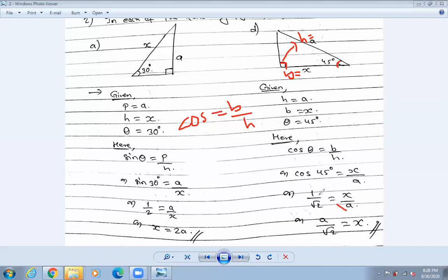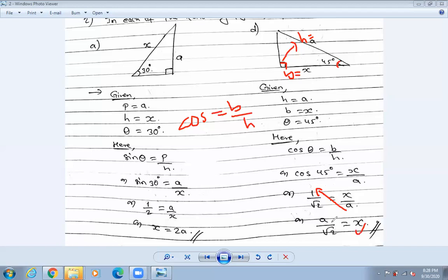Okay. When divide goes, this will be multiply. So 1 into A is going to be A. So A divided by root 2 equals X. We were asked to find the value of X, and the value of X has come. So X is A by root 2.